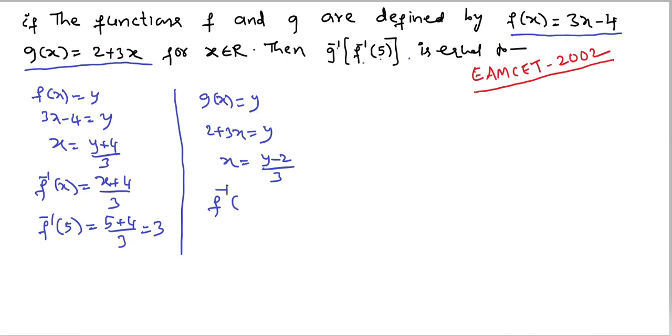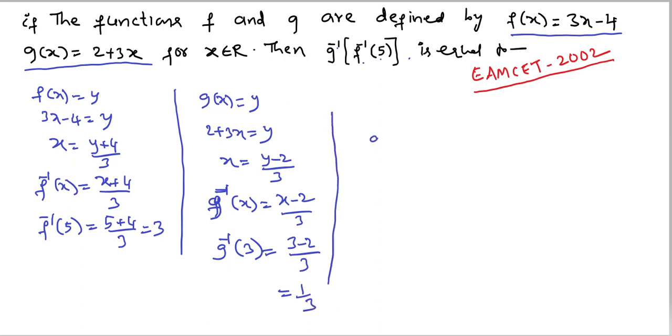F inverse of g inverse of x equal to x minus 2y. This is the g inverse of x. Find the value of g inverse of 3. G inverse of 3 is 3 minus 2 by 3, that is equal to 1 by 3. Now we find g inverse of f inverse of 5. So f inverse of 5 value is 3. G inverse of 3 value is 1.